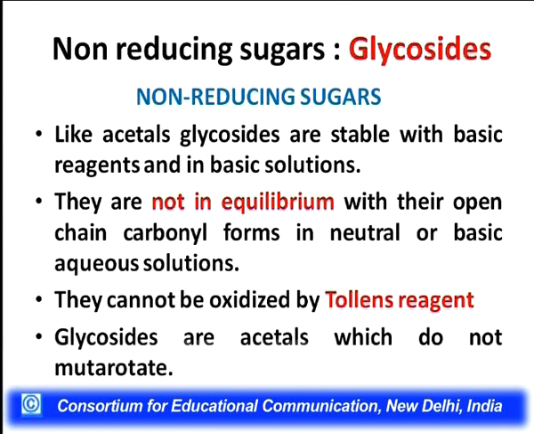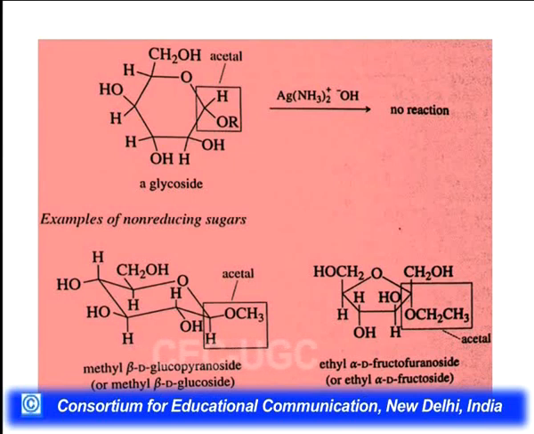You have to remember that glycosides are acetals, which do not mutarotate. That is, if I talk of methyl glucopyranoside, it will not mutarotate because it is in the acetal form. This is what I have been trying to tell you for quite some time now: acetal formation has taken place here.